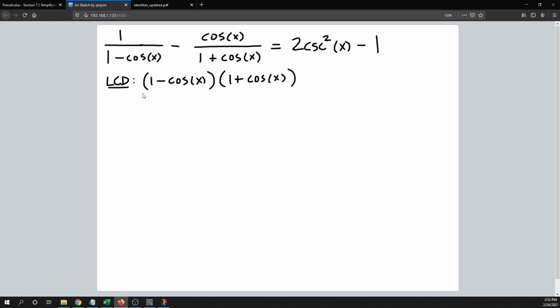All right, so now that I've identified the least common denominator, what I'm going to do is go to each one of these fractions and ask myself, hey, what would I multiply this denominator by to get the LCD? Or equivalently, what is it missing from the LCD? So with this fraction over here on the left, we can see that it's missing the 1 plus cosine x out of the LCD. So what I'm going to do is multiply that fraction on the bottom by what it's missing from the LCD, which is this 1 plus cosine x.